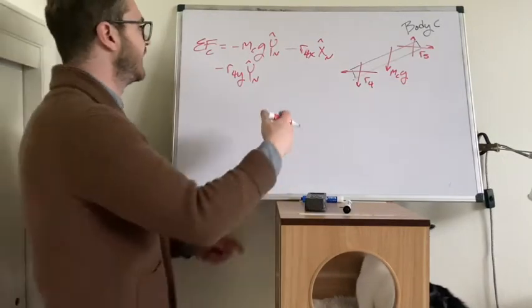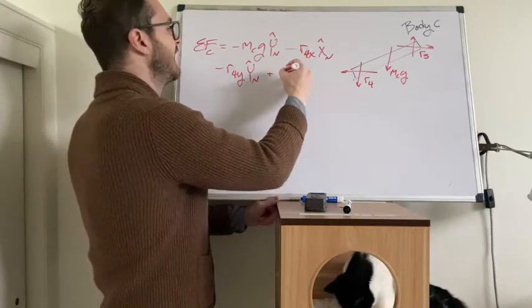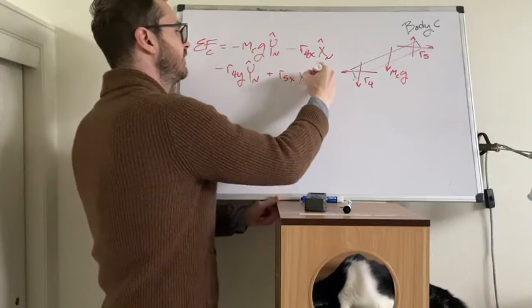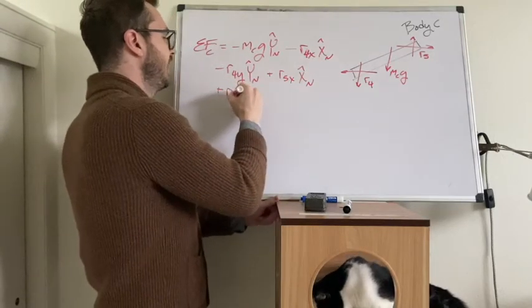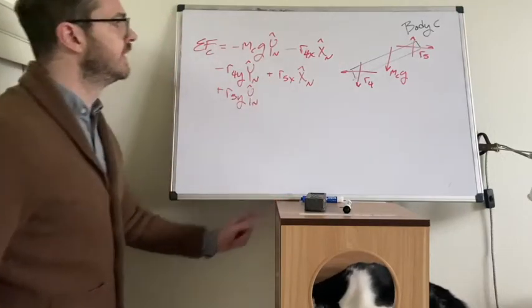Now, forces at the other pin joint, R5. We're going to take these as positive. They will be negative on the next body. R5x, xn and R5y, yn. Good.